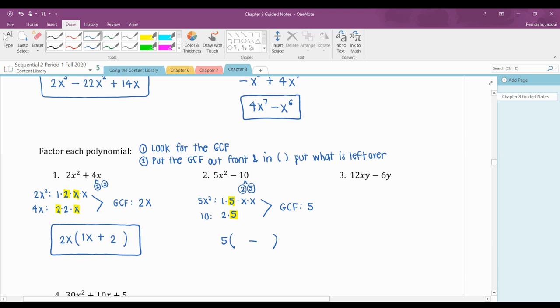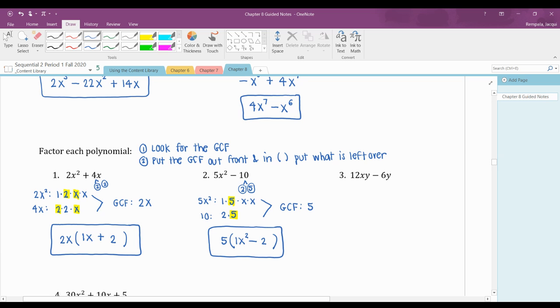So 1 times x times x. Well, that's going to give me a 1x squared. So that's what's left over that was not a part of that greatest common factor. If I look at the bottom row, what was the only thing that wasn't highlighted? A 2. And so this would be my factored answer.